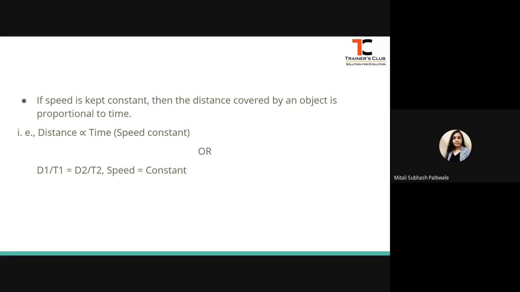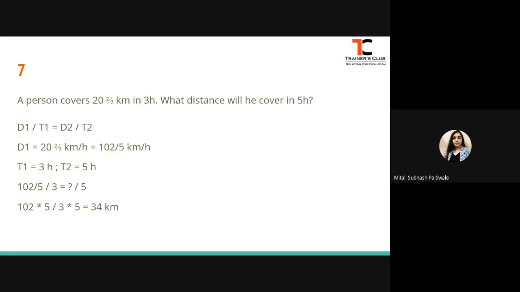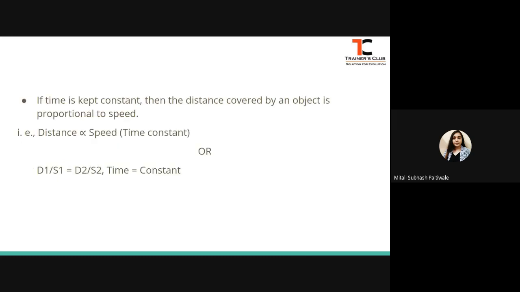Now, as we have kept speed constant, there might be chances of keeping the time constant as well. So in that case, what will happen? If the time is kept constant, then the distance covered by any object is directly proportional to the speed. So the ratios will become d1 by s1 is equal to d2 by s2, and the time will be constant. On the basis of this, let's get on and solve an example.